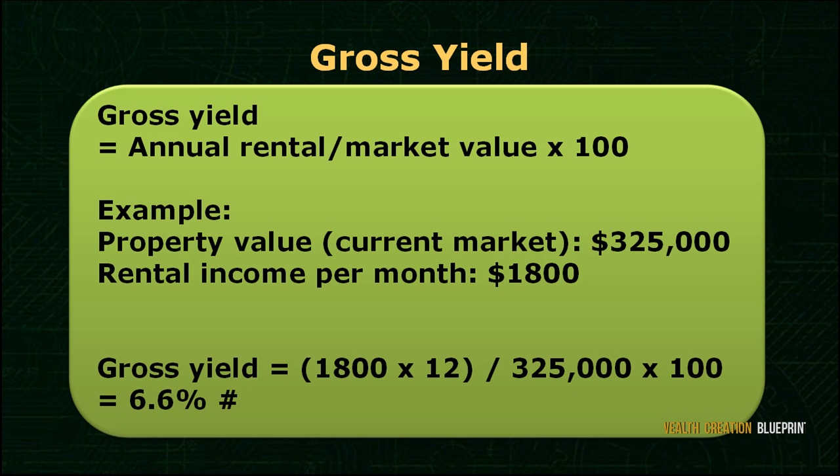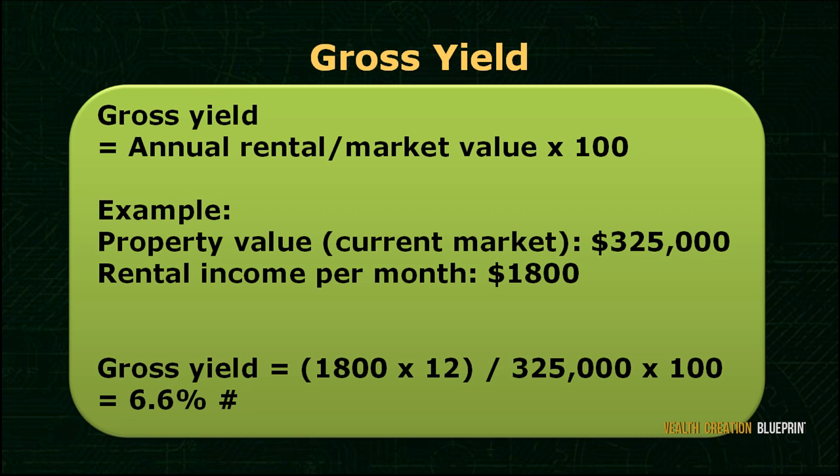Gross yield equals annual rental divided by market value times 100. Example, property value, current market, $325,000. Rental income per month, $1,800. Gross yield equals $1,800 times 12 divided by 325,000 times 100. Your answer is 6.6% yield.